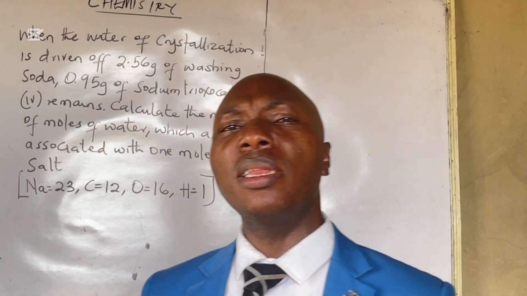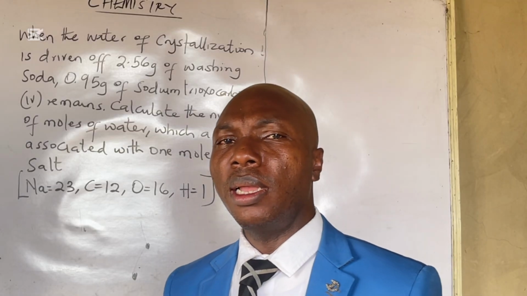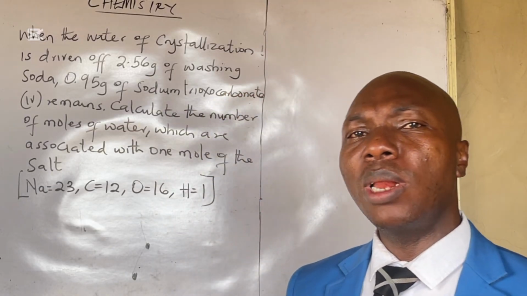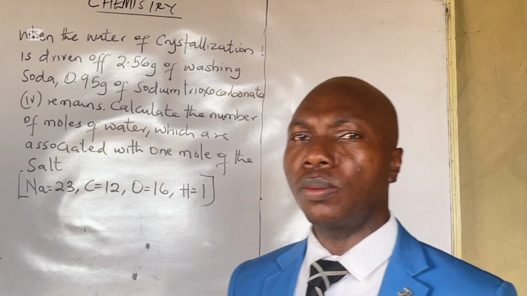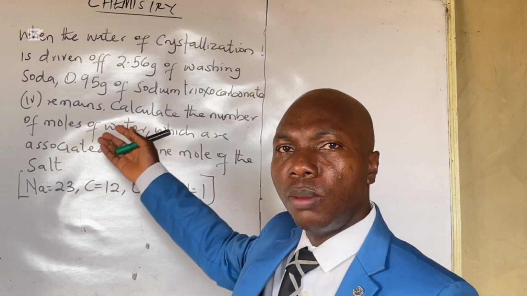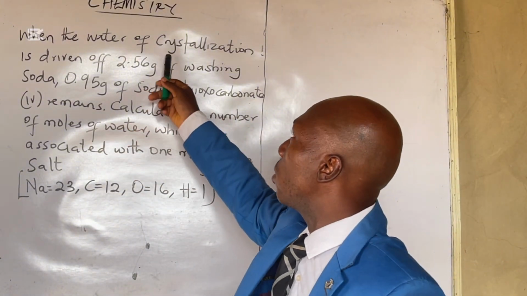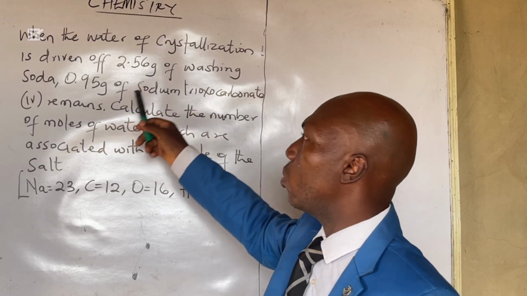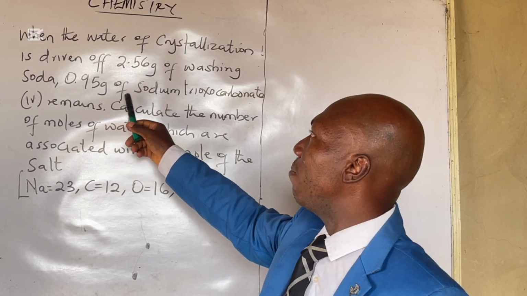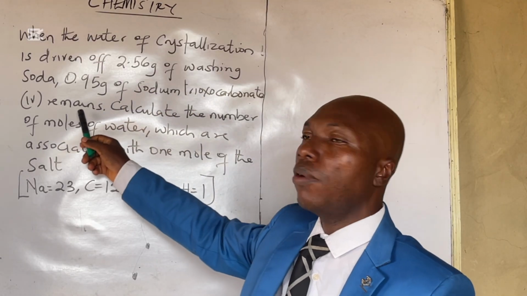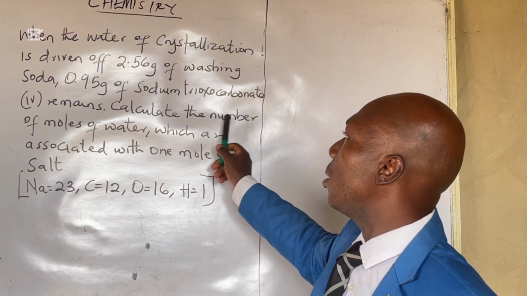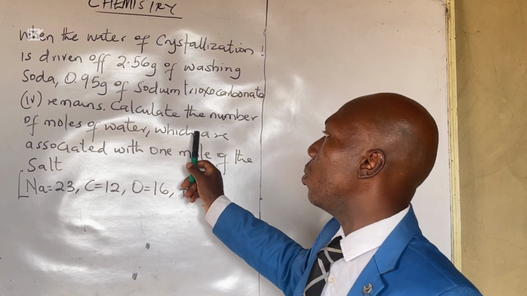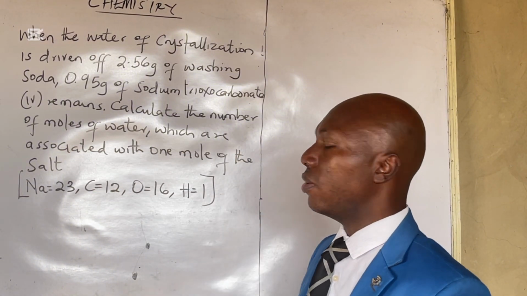I've been solving many questions on empirical formula, particularly on water of crystallization. So today we want to solve the problem on the board. When the water of crystallization is driven off 2.56 grams of washing soda, 0.95 gram of sodium carbonate remains. Calculate the number of moles of water which are associated with 1 mole of the salt.